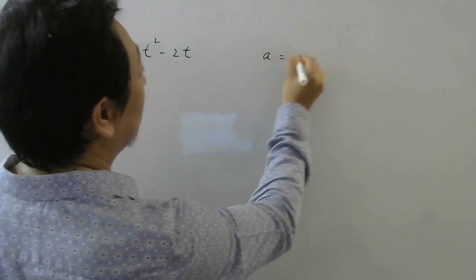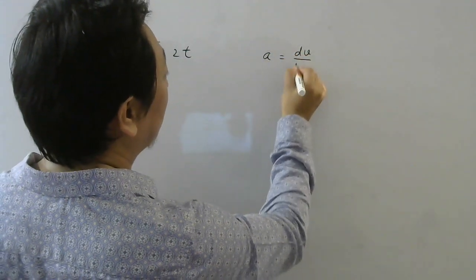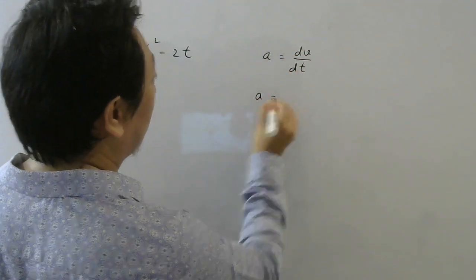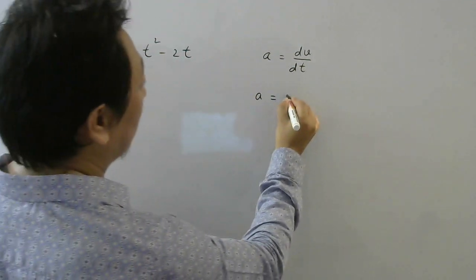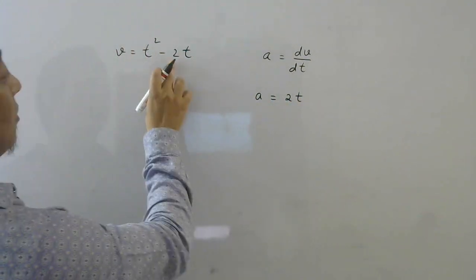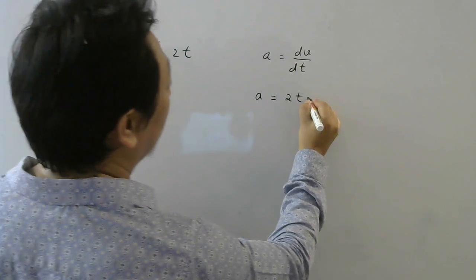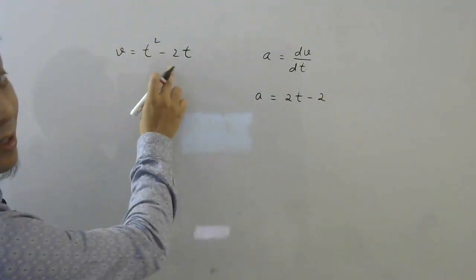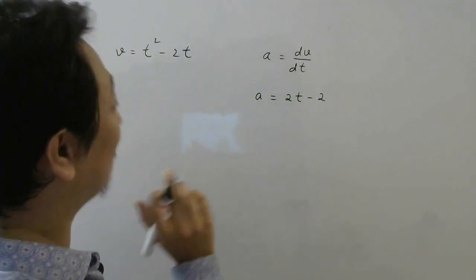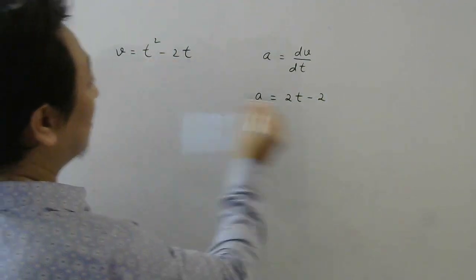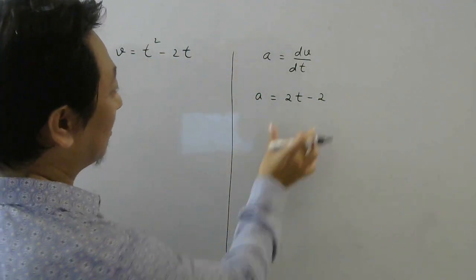We know acceleration is dv by dt, right? And if you take differentiation of t square, you will get 2t, and differentiation of minus 2t will give you minus 2, right? 2 will come outside, dt by dt is 1. So this is your velocity and this is your acceleration.